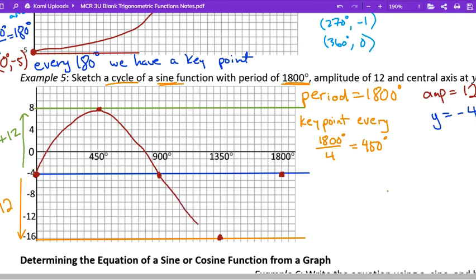There can't be, for example, 450 being 4. Why is it the maximum value? Because what we know of the sine function is every second key point is at the central axis, right? So I know I have to go from central to either the max or the min. There can't be in between. You can't have a straight line.